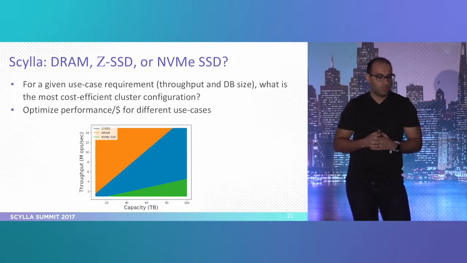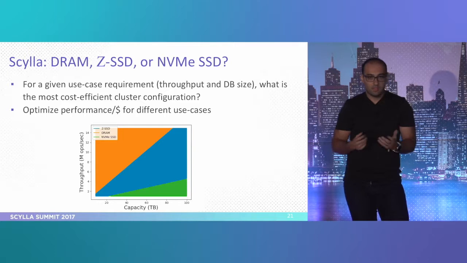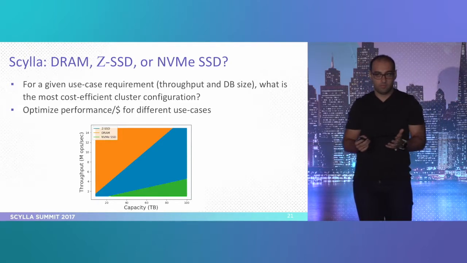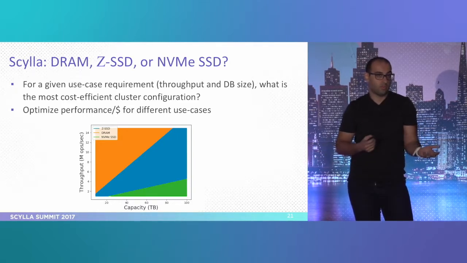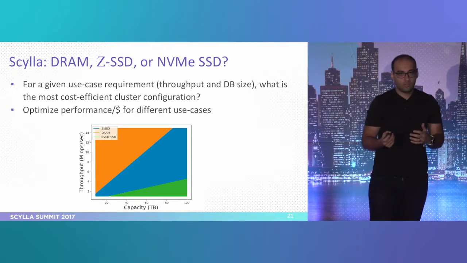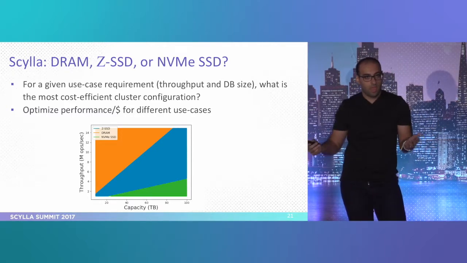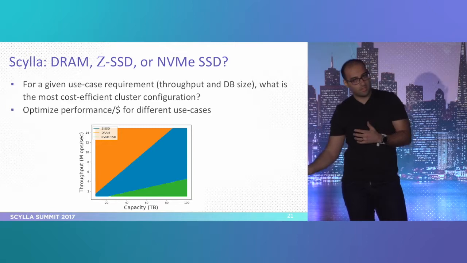Over here, we compared three things. We have the area for DRAM, the area for NVMe SSD, and the area for Z-SSD. On the x-axis, we have the capacity, and on the y-axis, we have the throughput. It's kind of intuitive. If you have a small amount of data and you want really good throughput, you might want to go with DRAM because it makes sense from the viewpoint of performance per dollar. And it's also intuitive that if you want lots of capacity and can live with not so great throughput, you would go with NVMe SSDs.